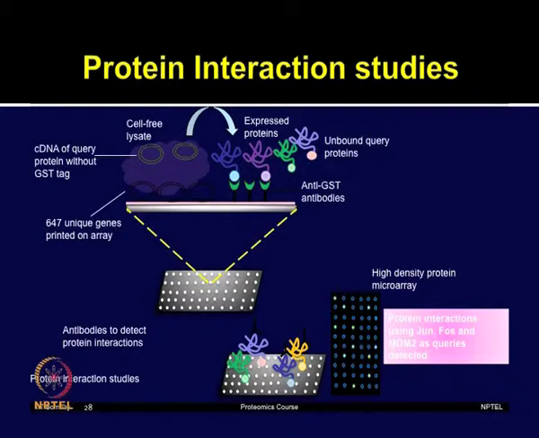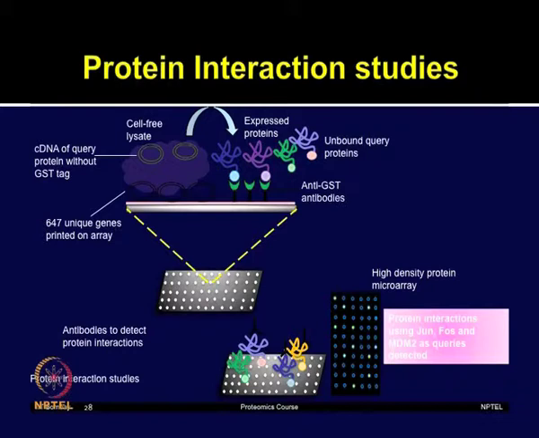In protein interaction studies, one thing which becomes very tedious is to test the interaction in both directions. For example, if one is testing the Jun and Fos interaction, it should work either way. If Fos is printed on the array, Jun should be able to bind if it is used as a query protein, or similarly, if Jun is printed on the array, then Fos protein can be used as a query for showing the interaction.